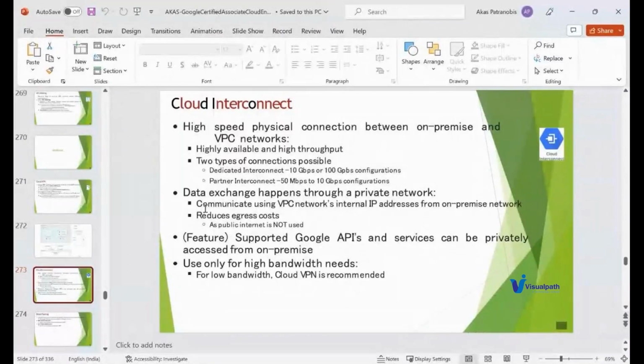So these are the two major things that GCP provides for your on-premise to VPC communication. One is Cloud VPN and the other is Cloud Interconnect. The highlight that you want to remember, on a high level, is that Cloud VPN uses internet access for your communication, but Cloud Interconnect does not use it, right?